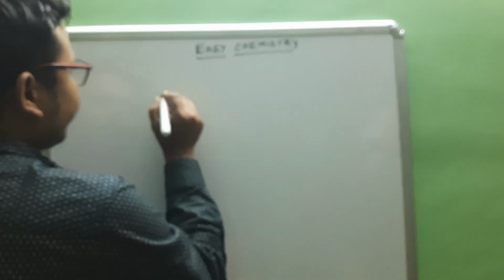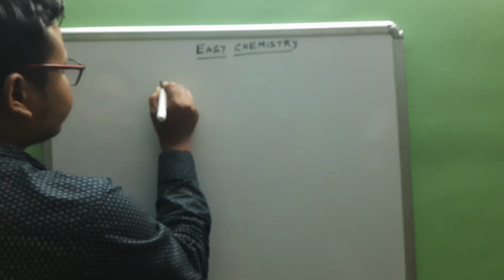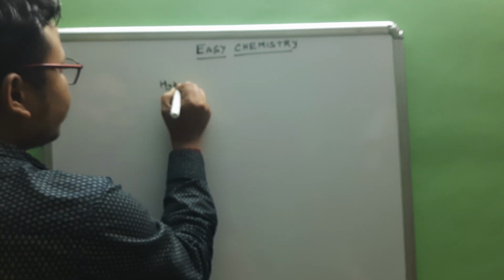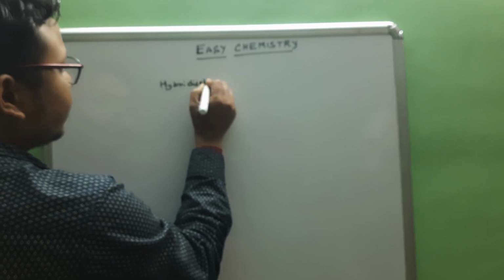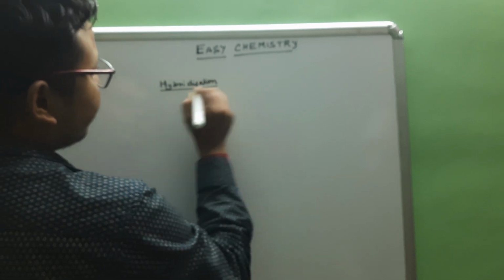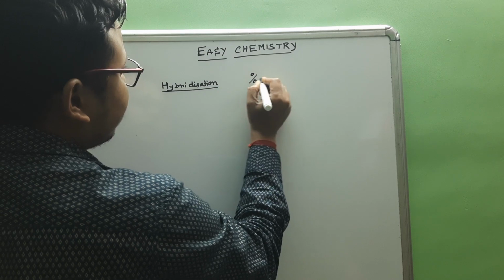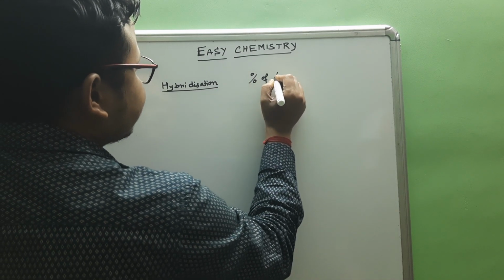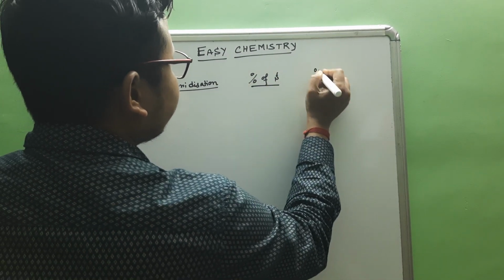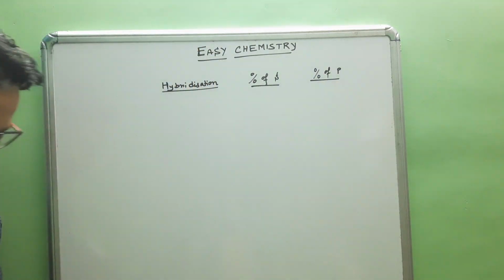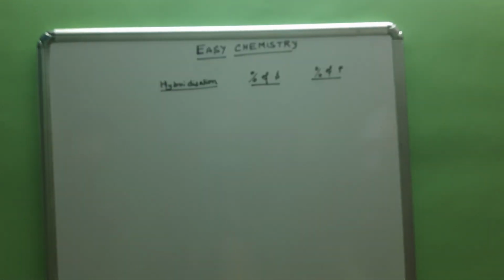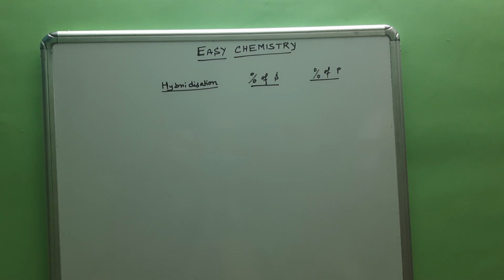So I am writing the hybridization, and percentage of S character and percentage of P character. Okay, so I think the board is visible.